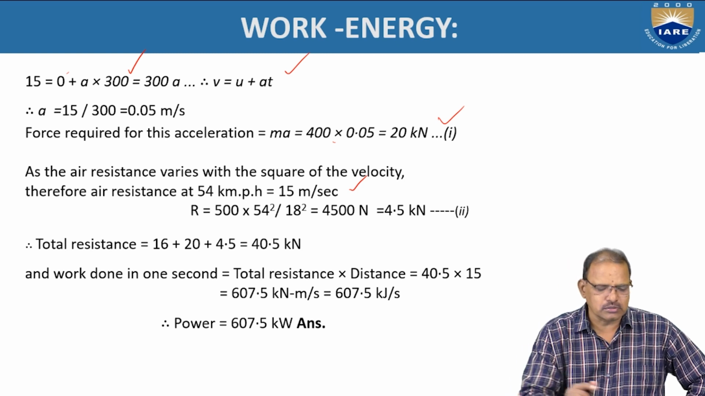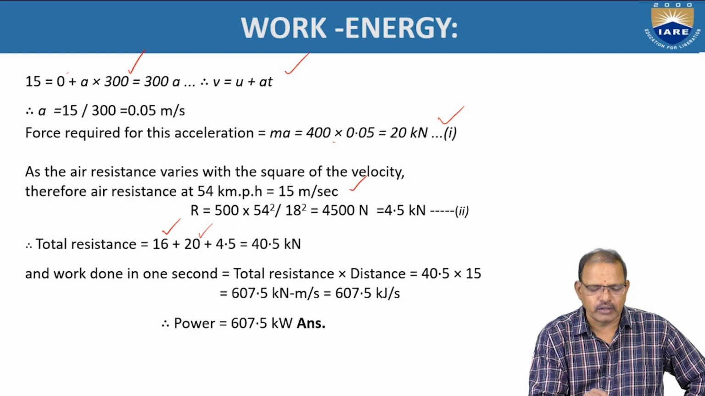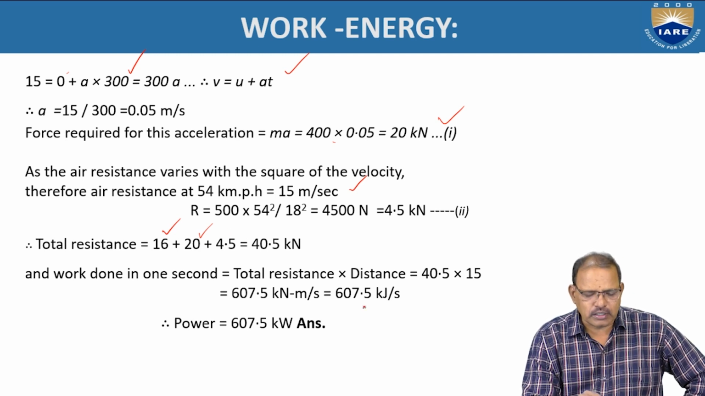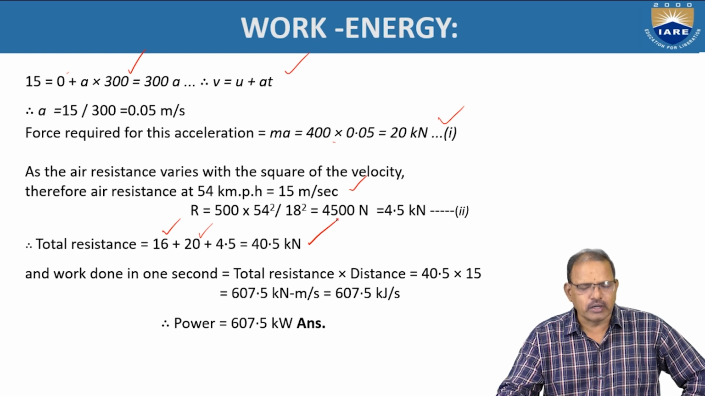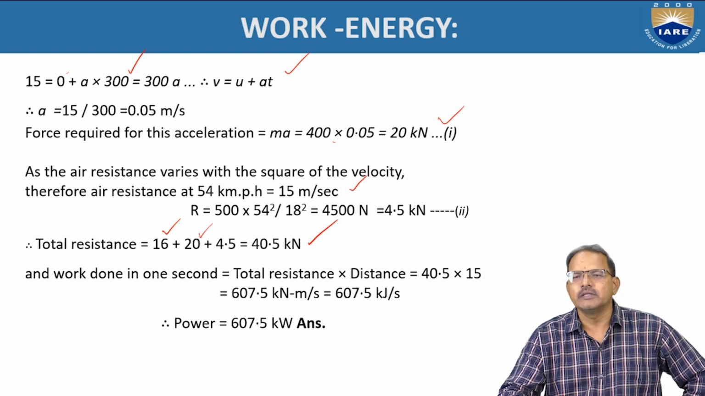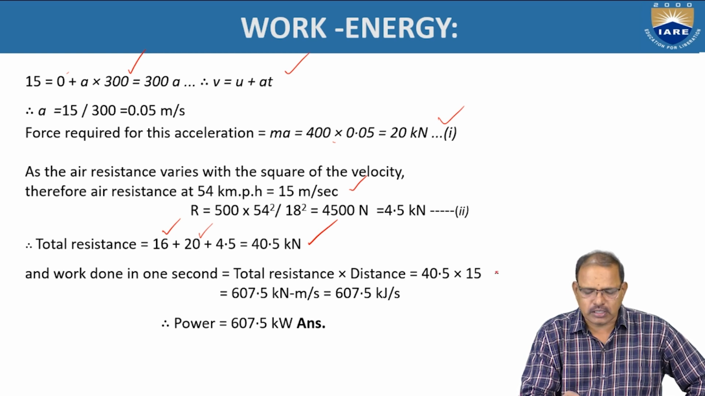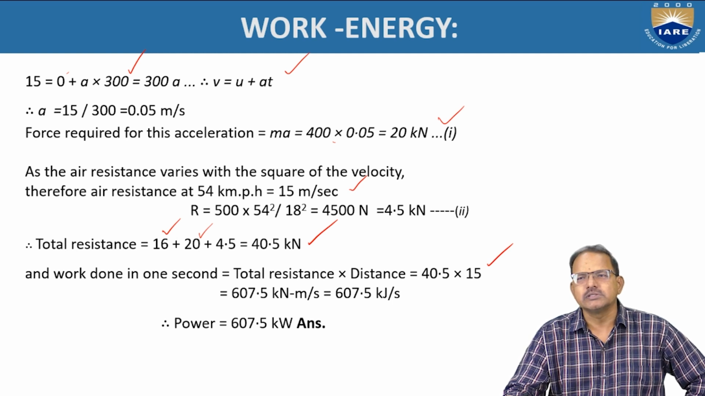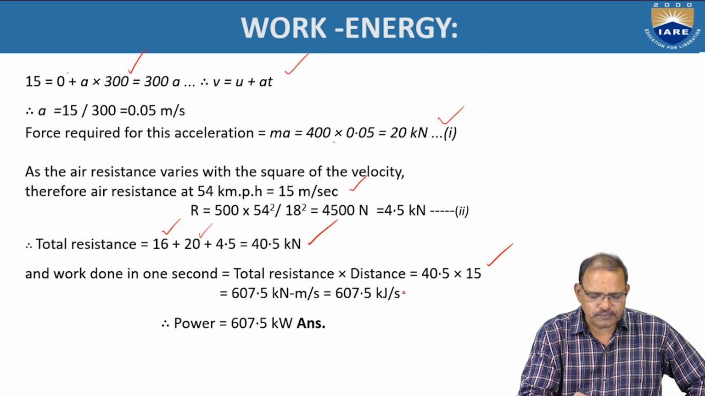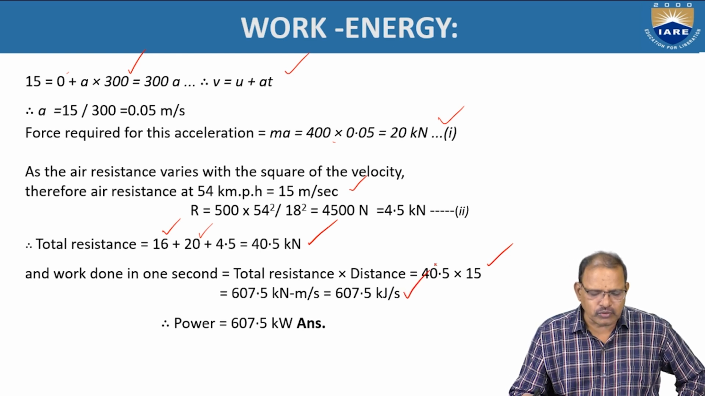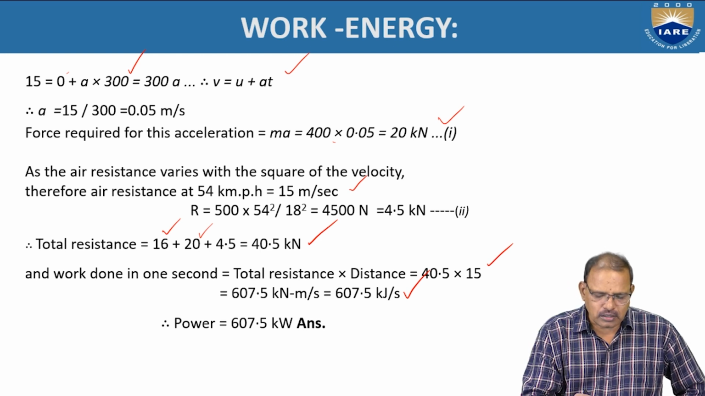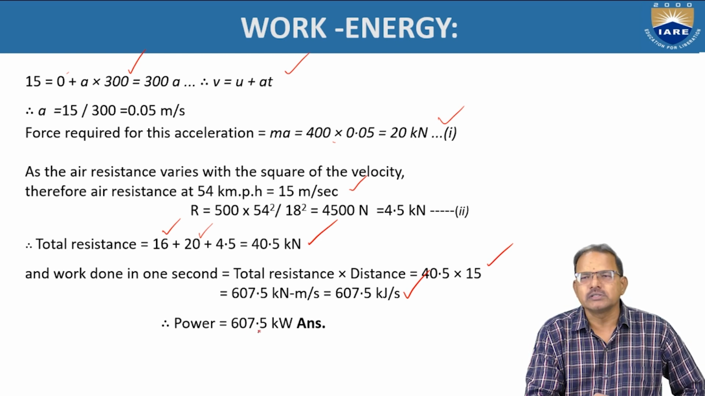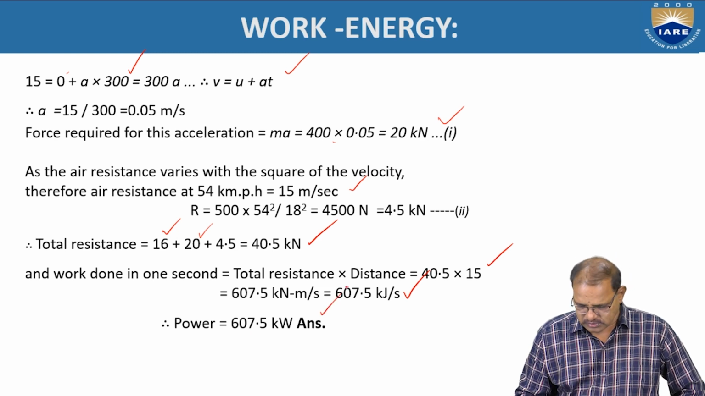The total resistance is equal to 16 plus 20 plus 4.5, which is equal to 40.5 kilonewtons. The work done in 1 second is equal to the total resistance multiplied by the distance traveled in 1 second, which is equal to 40.5 into 15, which is equal to 607.5 kilonewton meters per second, which is equal to 607.5 kilojoules per second. The power is equal to the rate of doing work, which is equal to 607.5 kilowatts now.